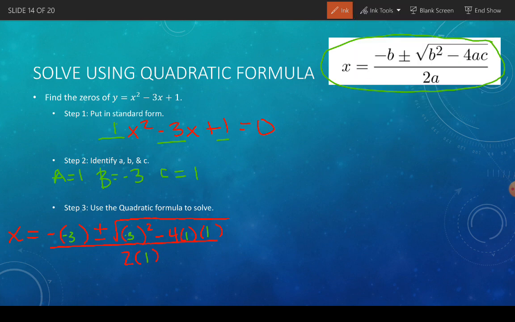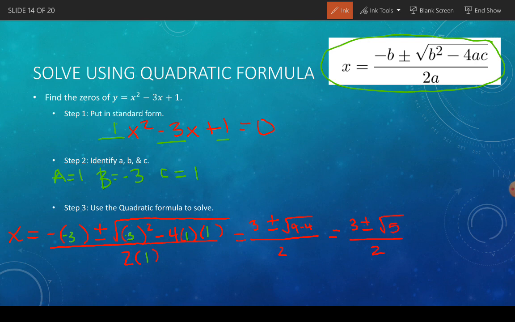Now that we have those things plugged in, we can go ahead and simplify our numerator first. So negative 3 times a negative 3 gives us a positive 3. Then we have the plus or minus symbol. And we have 9, because negative 3 squared is 9, minus 4. So our numerator is done. Over 2 times 1, which is 2. So now we simplify this even further. 3 plus or minus the square root of 5 all over 2.